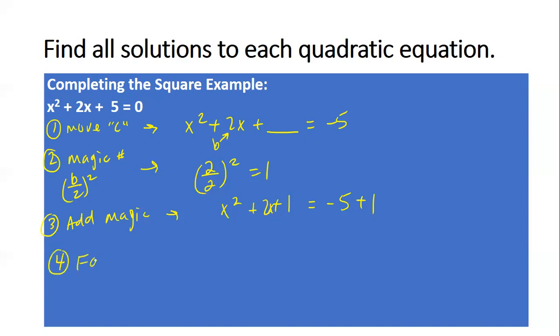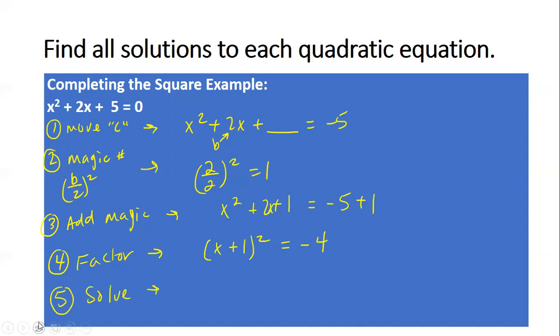Step 4 is to factor. What multiplies to give me 1, but adds to give me 2? 1 times 1. So that's how we end up with x plus 1 squared. And what is negative 5 plus 1? Negative 4.